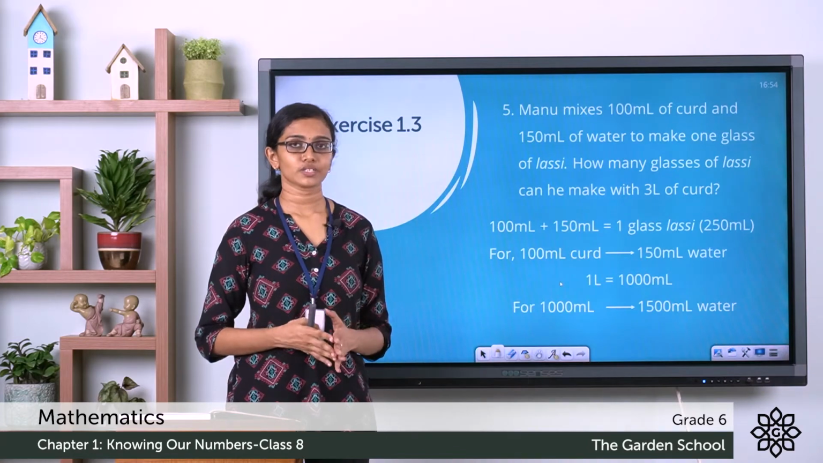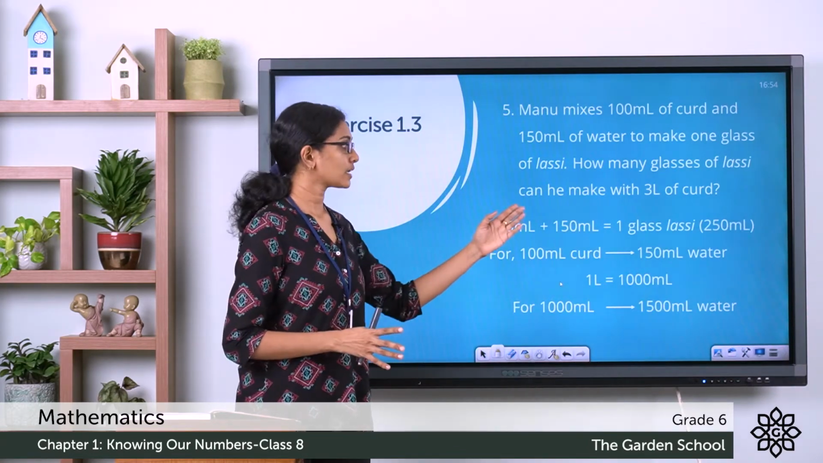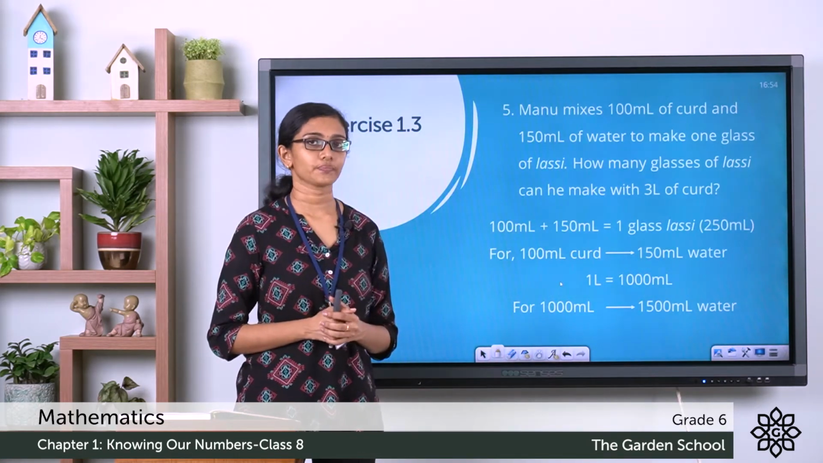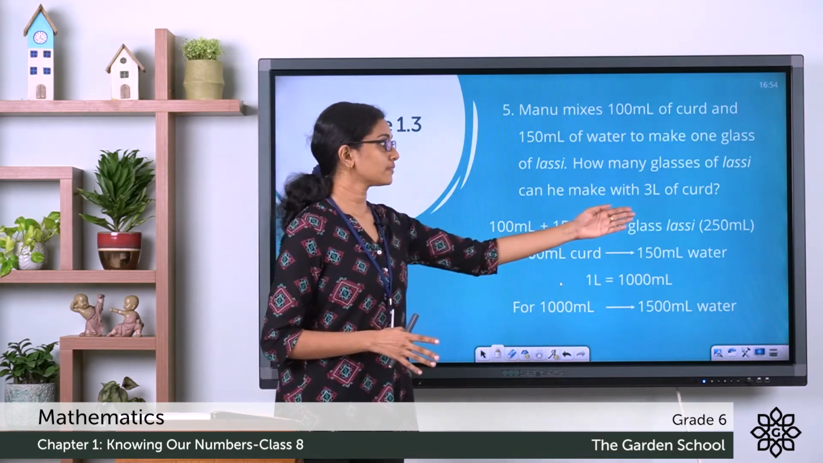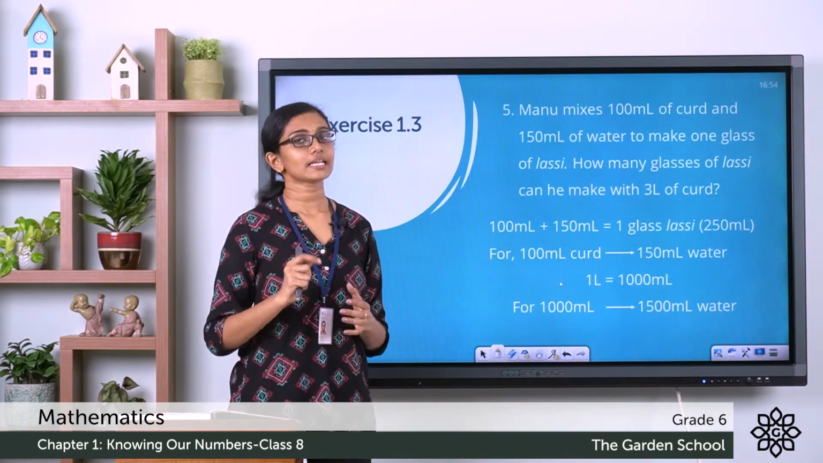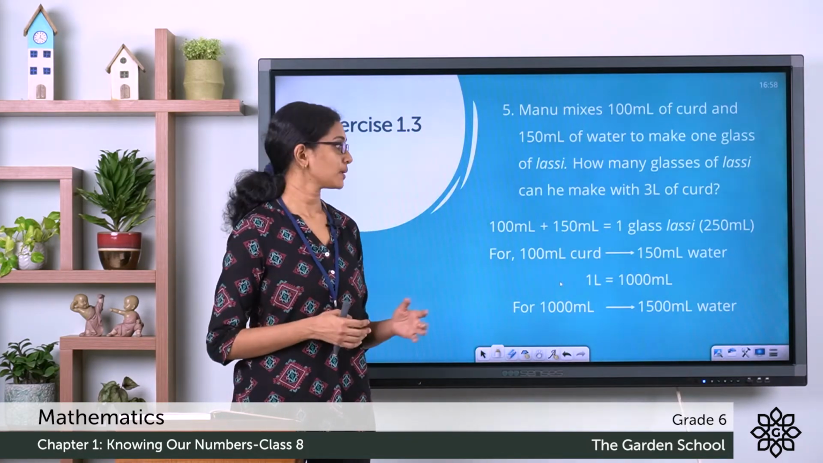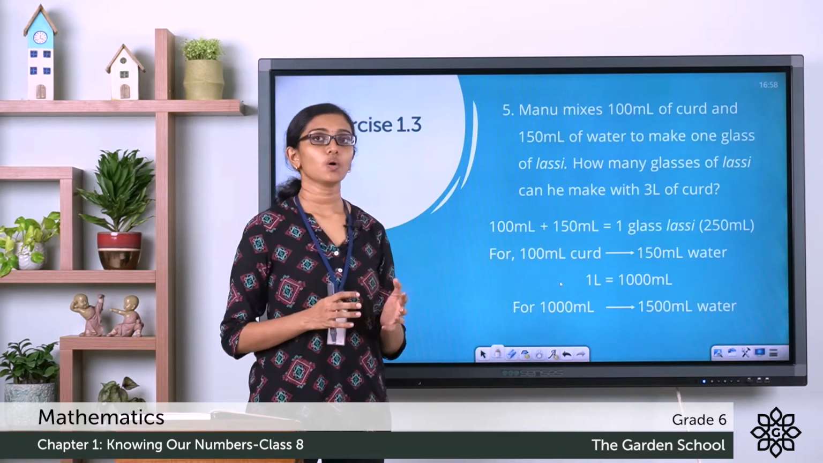So here it is mentioned 100 milliliter of curd plus 150 milliliter of water will make 1 glass of lassi. So what is the capacity of 1 glass? It's a total of 250 milliliter. So 1 glass means 250 milliliters. For 100 milliliter of curd, he needs 150 milliliter of water.